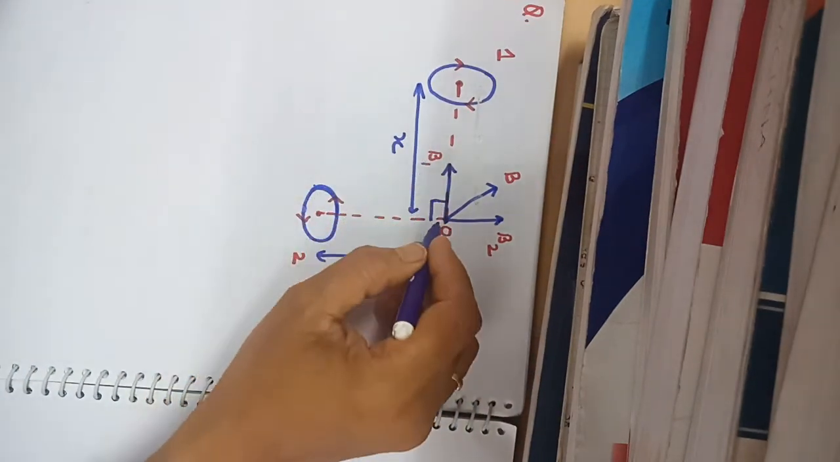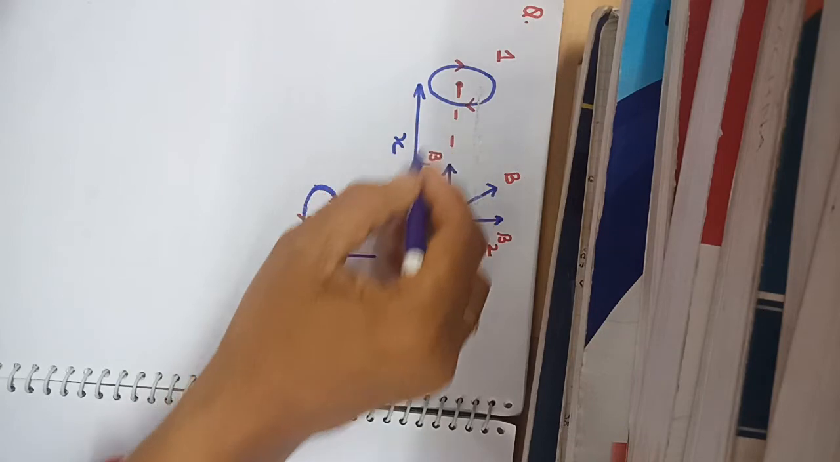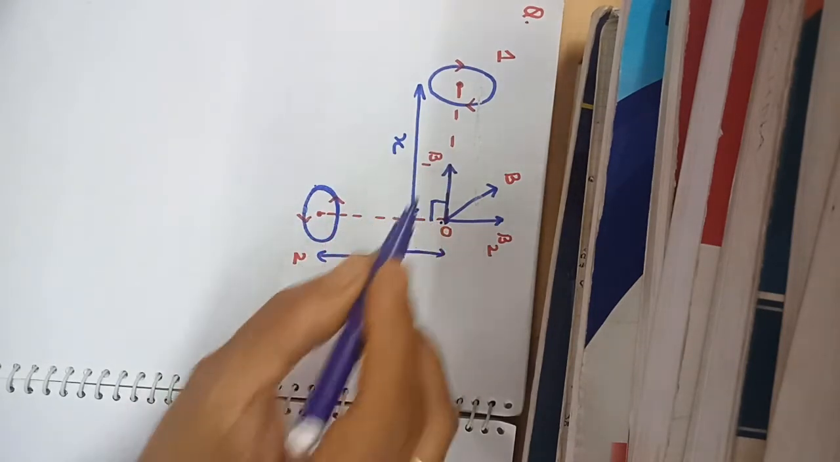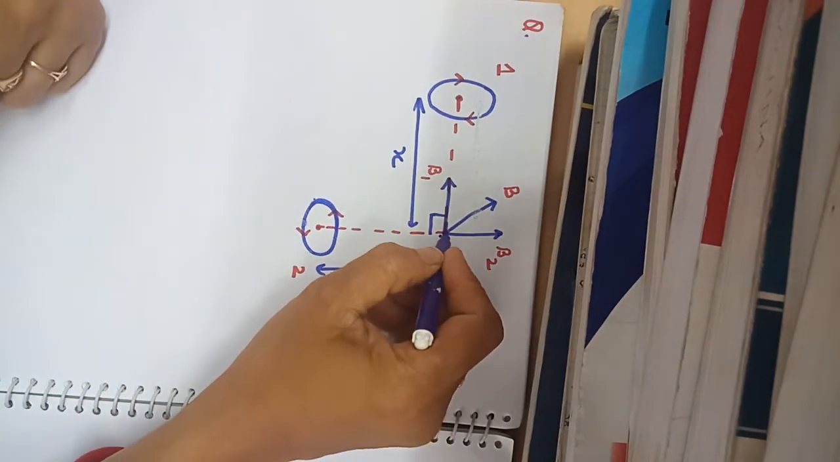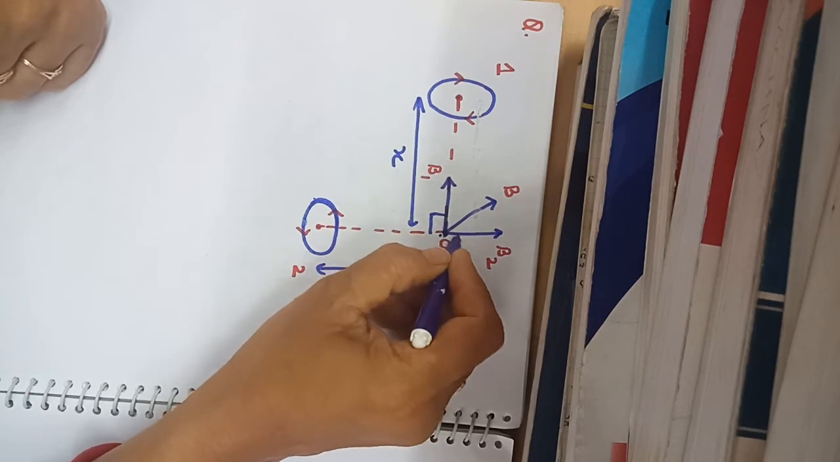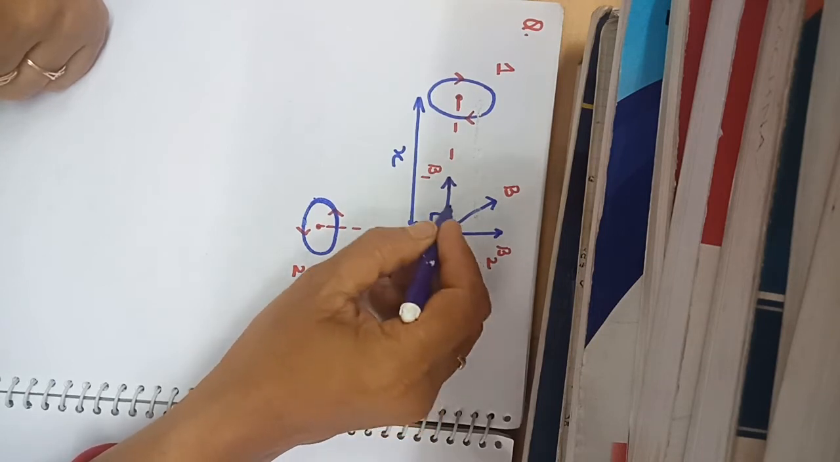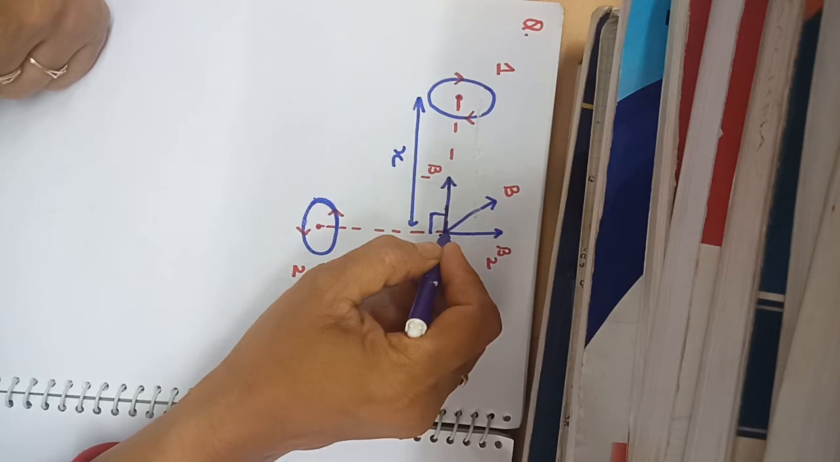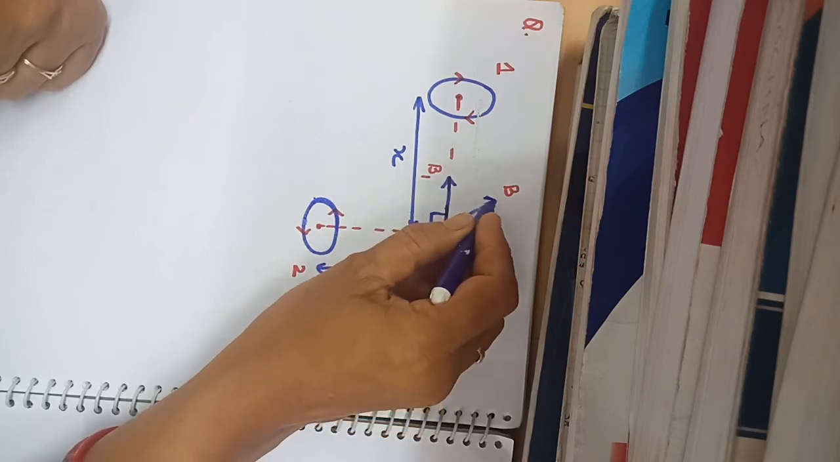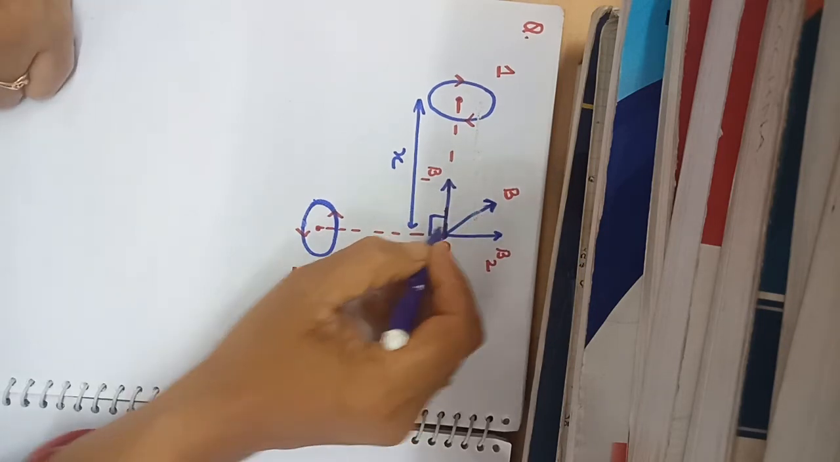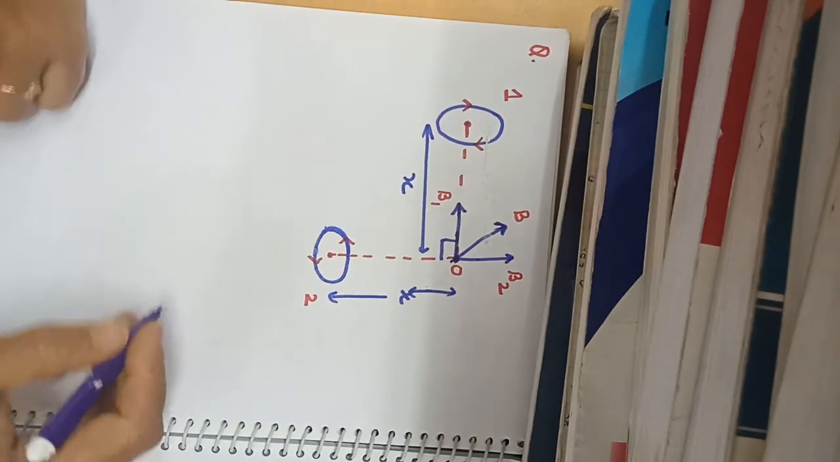The distance of this point from this loop and this loop will be the same, x and x. So you have to find out the net field. Since these two magnetic fields are at right angles, their resultant will be in this direction. So this is the resultant magnetic field at this point. Now we are going to find out the expression.